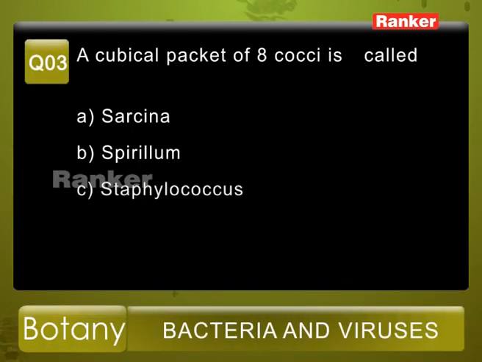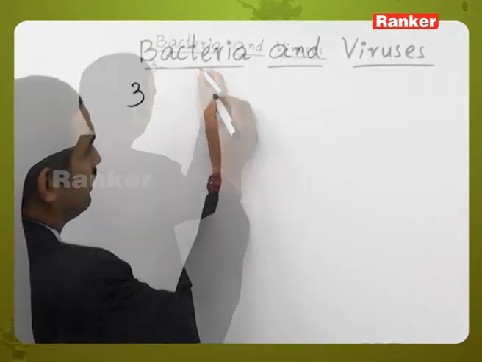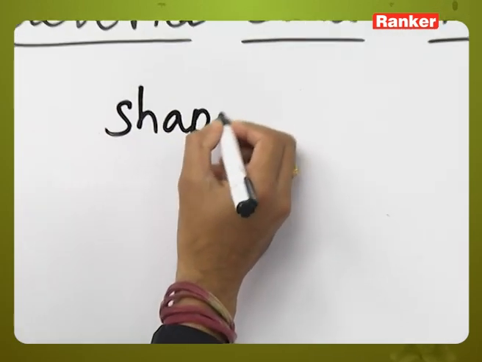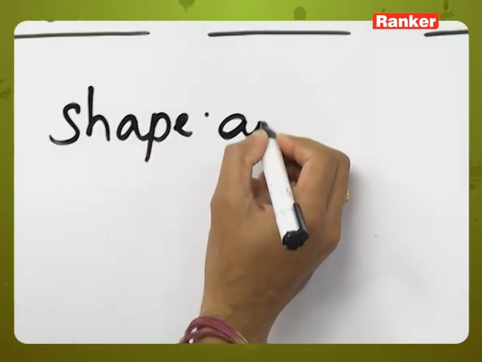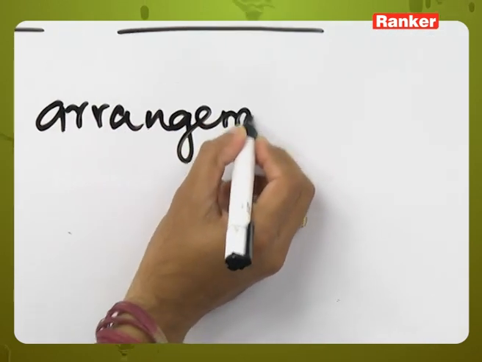Question number 3. A cubical packet of 8 cocci is called. The given options are A. Sarcina, B. Spirillum, C. Staphylococcus, and D. Vibrio. So this is a question related to the shapes and the arrangement of the bacteria in groups.